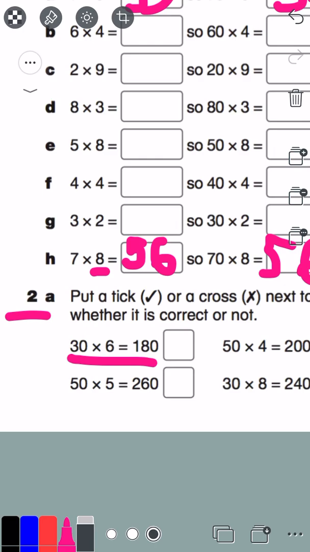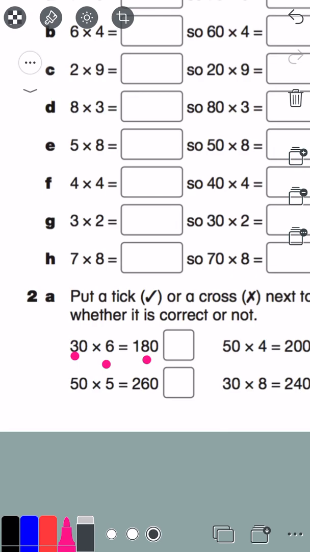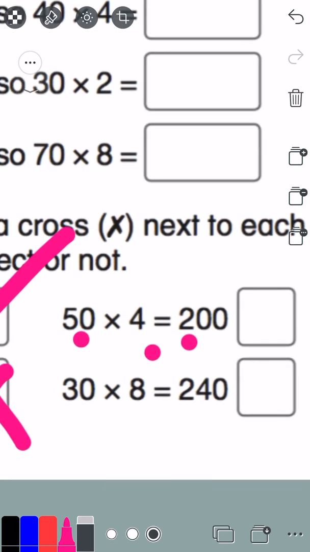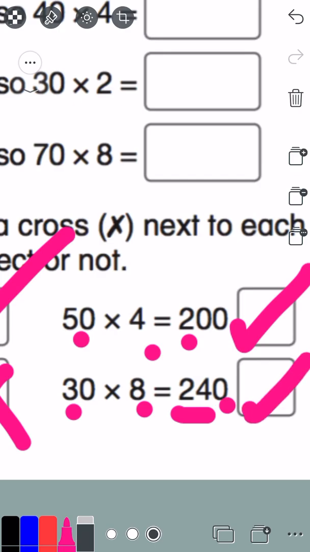In the second question, we're going to check if the facts are true or false. So 3 times 6 equals 18, then 30 times 6 equals 180, that's true. 5 times 5, what does it equal? It equals 25, but they've written 26 here with a 0. So 26 is wrong, and that's wrong. So 50 times 4, 5 times 4 equals 20, with a 0 from the 50, that's true. 3 times 8 equals 24, and adding a 0 to the units, that's true.